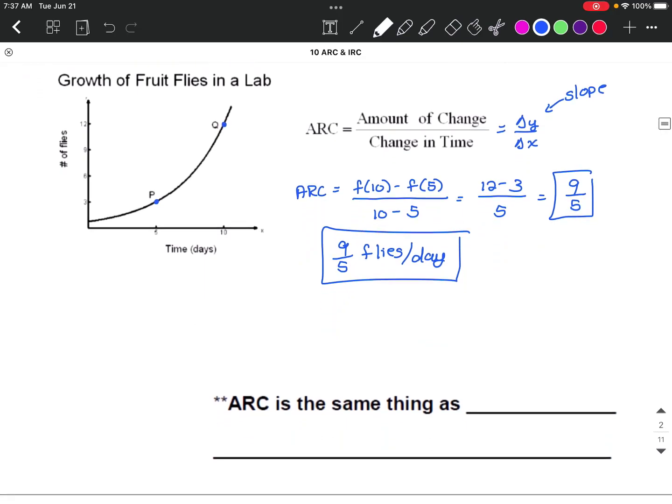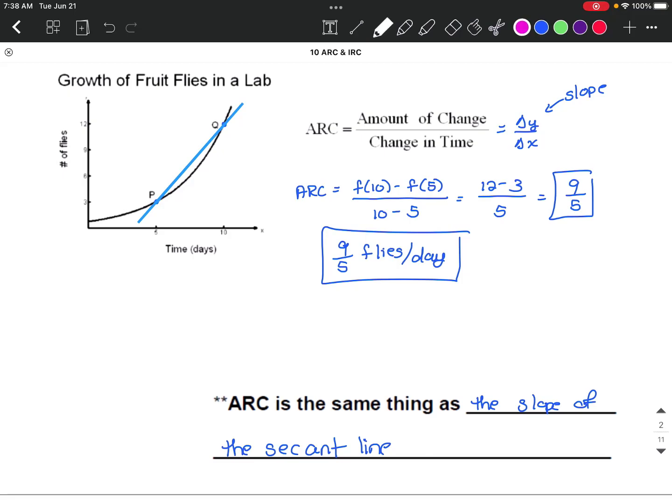So remember, the average rate of change, ARC for short, is the same thing as the slope of the secant line. Well, what's a secant line? What happens is, if we take our straight edge and we connect from P to Q, see how this goes through the graph at 2 points? That is a secant line.